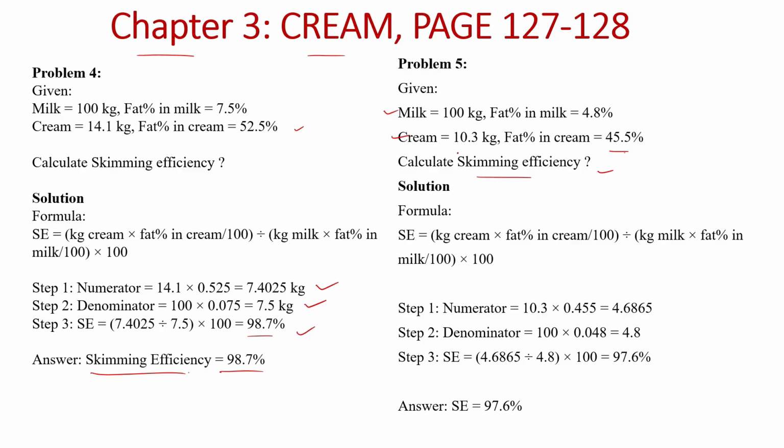So here 45.5 divided by 100 into 10.3, that is coming as 4.6865, and then 4.8 divided by 100 into 100, that is coming as 4.8 kg. So 4.6865 divided by 4.8 into 100 is equal to 97.6%. So here the skimming efficiency is comparatively lower as compared to the first problem.